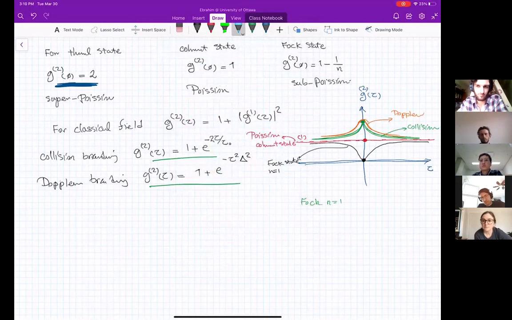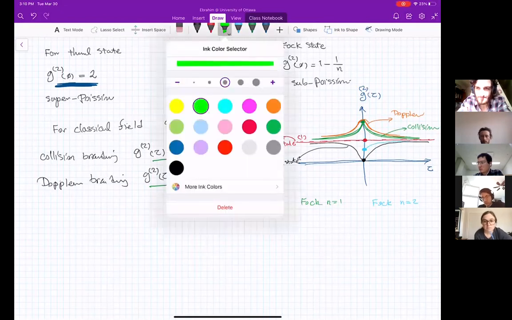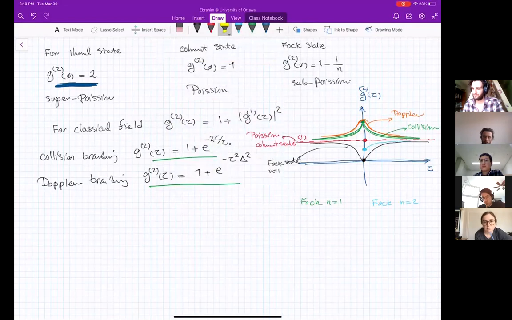Felix, for n equal to 2, the Fock state of n equal to 2. So then it'll be a similar profile, but it'll only go half of the way down. Exactly. Towards here, 0. It starts from here, it goes like this. Lovely, thank you. So remember, again, we have 3 regions.